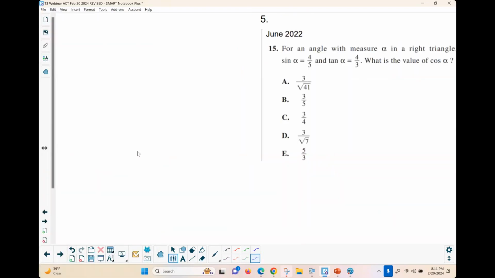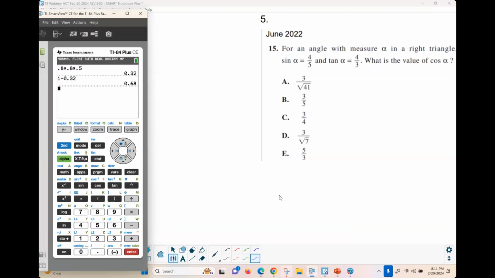All right, this one is from June 2022, number 15. These are actual ACT questions, by the way. ACT has given us permission to use them, okay? And for this one, most of us would draw a right triangle and know about the 3, 4, 5 triangle. But I came up with this. I'm curious if you guys like this or not.